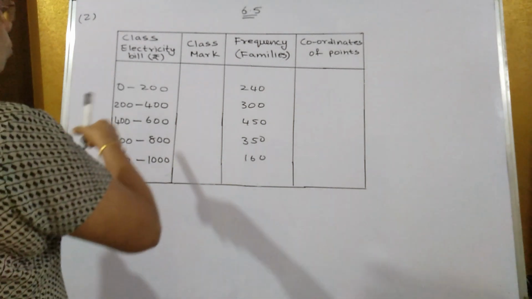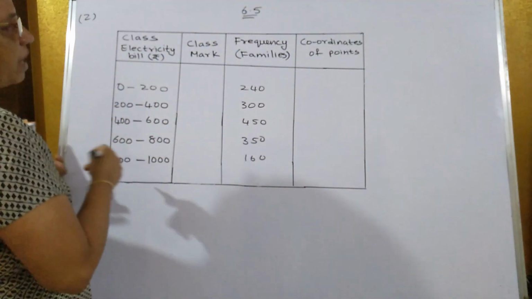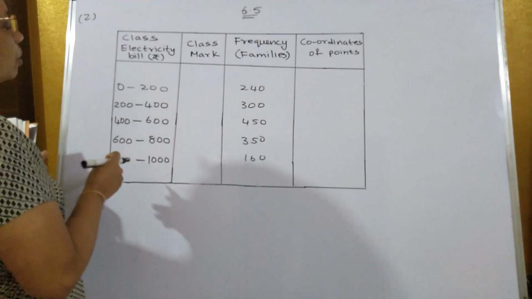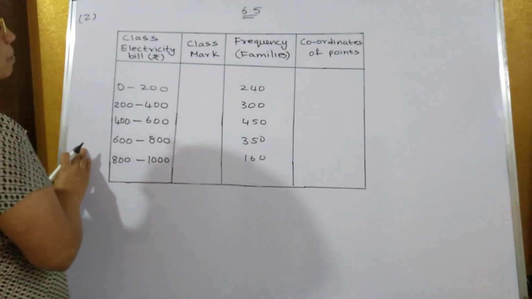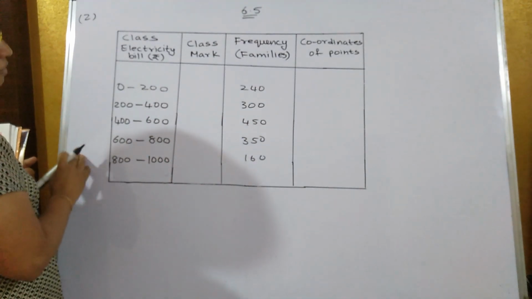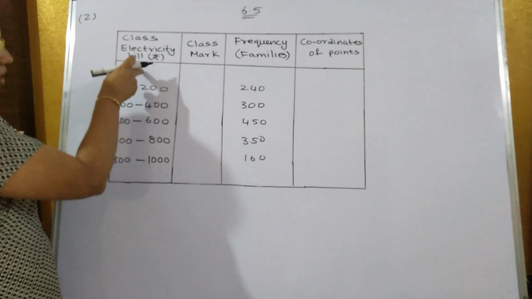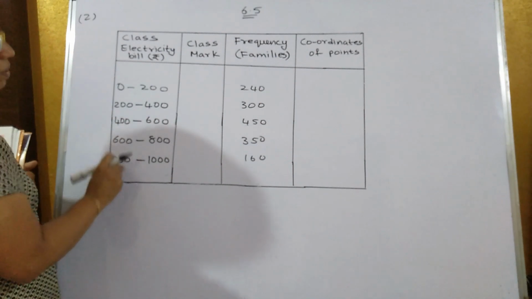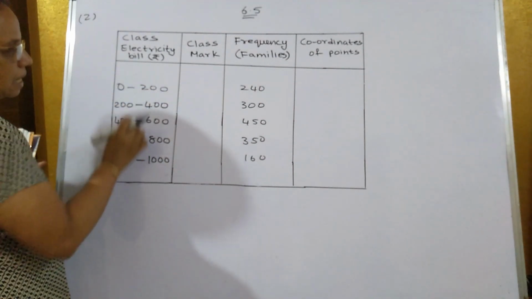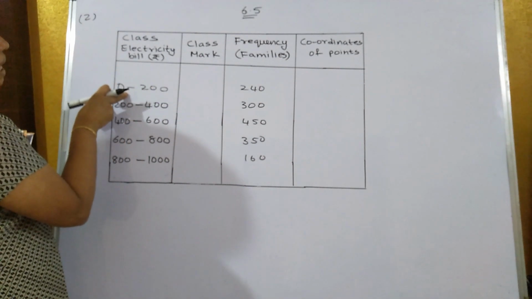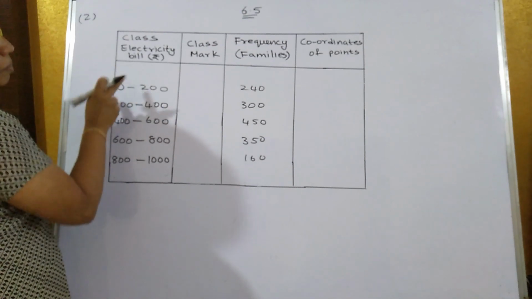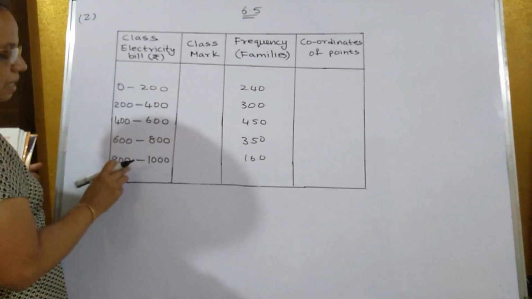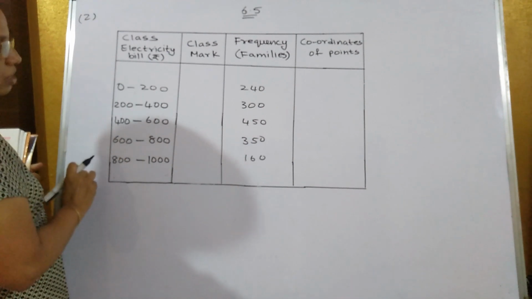Now sum number 2 of practice set 6.5, we have to plot a frequency polygon. In order to draw a frequency polygon, we have to take two additional classes, one preceding the first one and one after the last one.